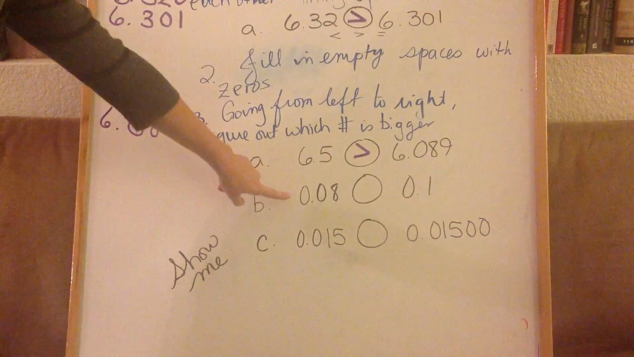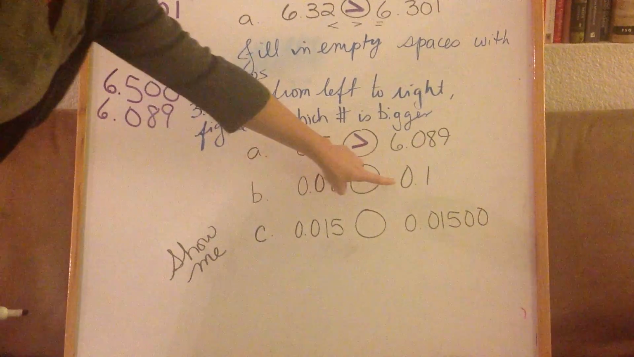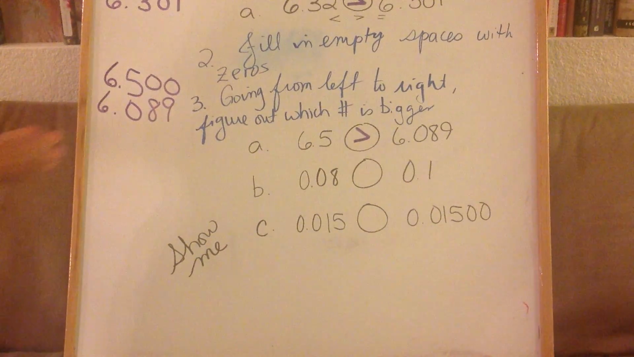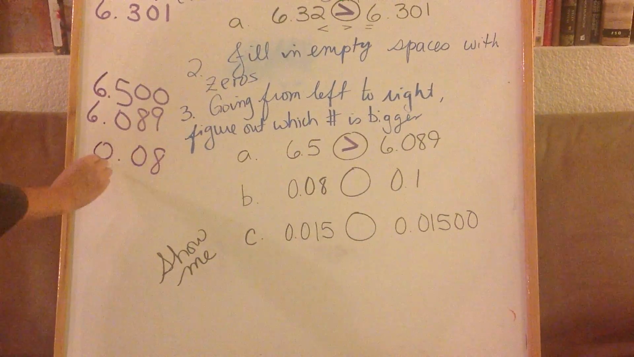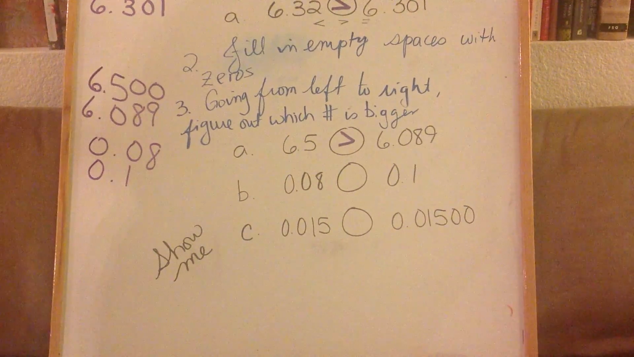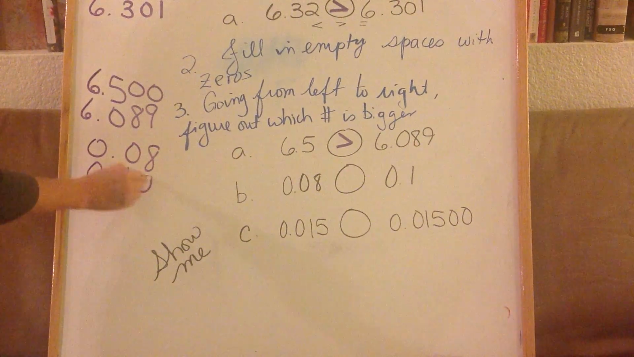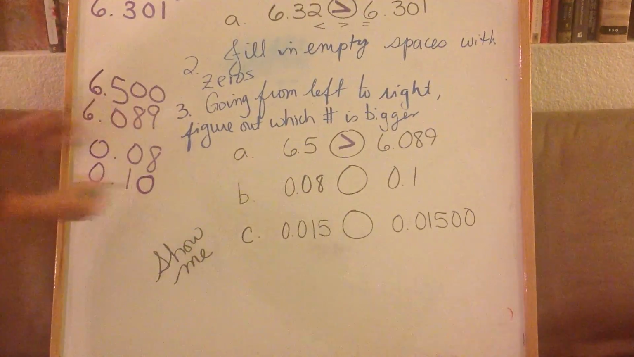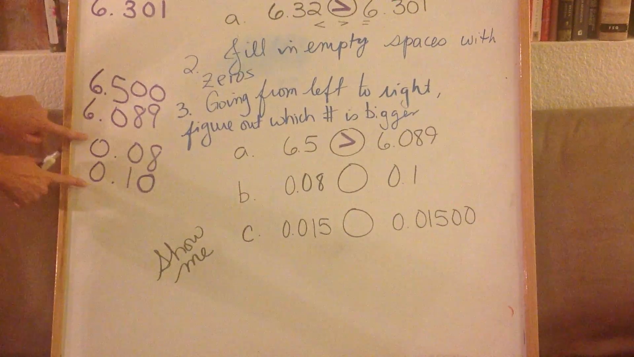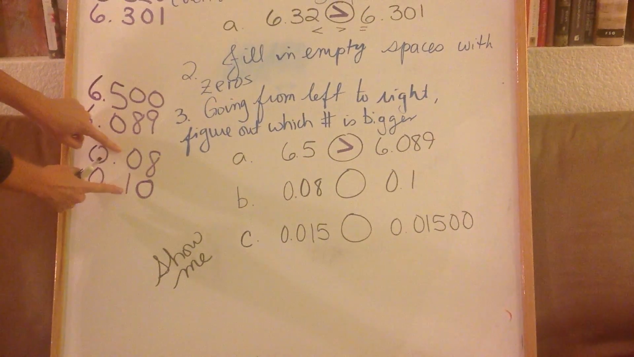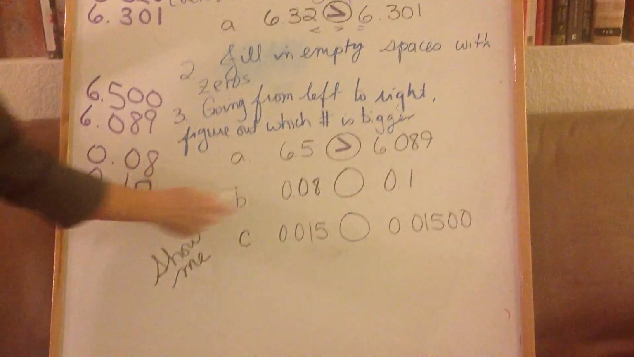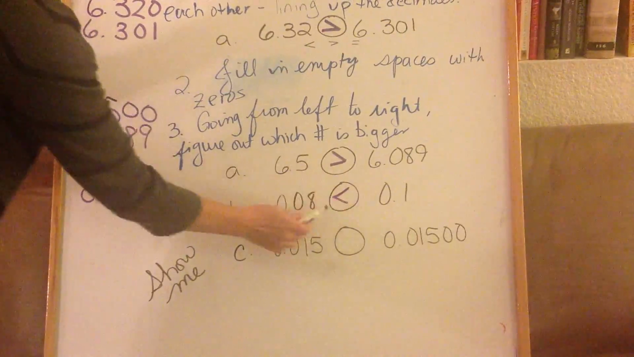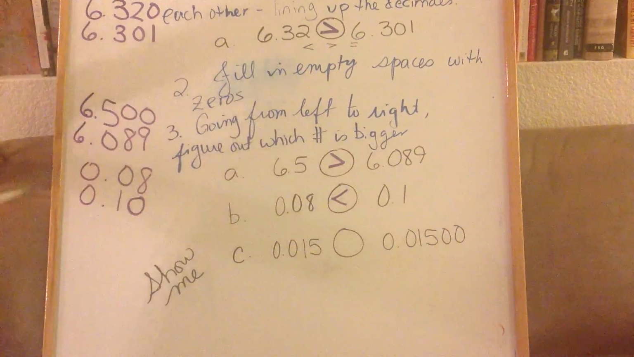Let's look at our next one. We have 8 hundredths and 1 tenth. Again, we're going to line them up, putting them on top of each other. We're going to fill in any blanks that we have with zeros. And going from left to right, we're going to compare them. 0 and 0, 1, 0 and 1. 1 is bigger, so 1 tenth is bigger than 8 hundredths. So we're going to use the less than symbol because 8 hundredths is less than 1 tenth.